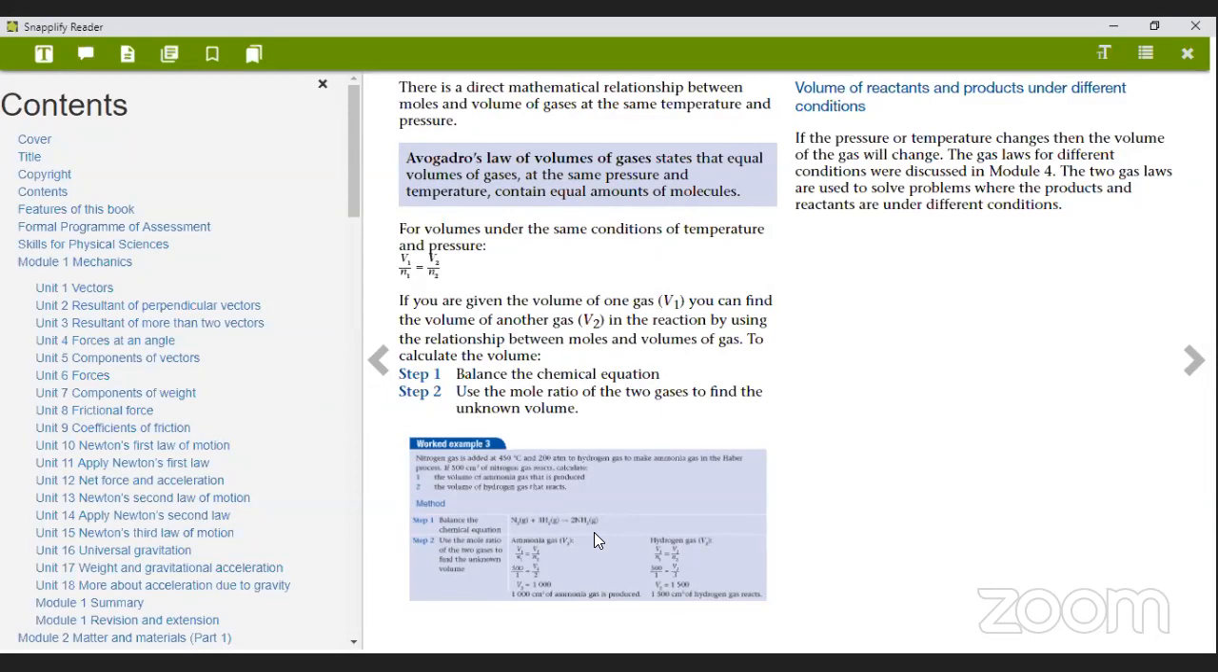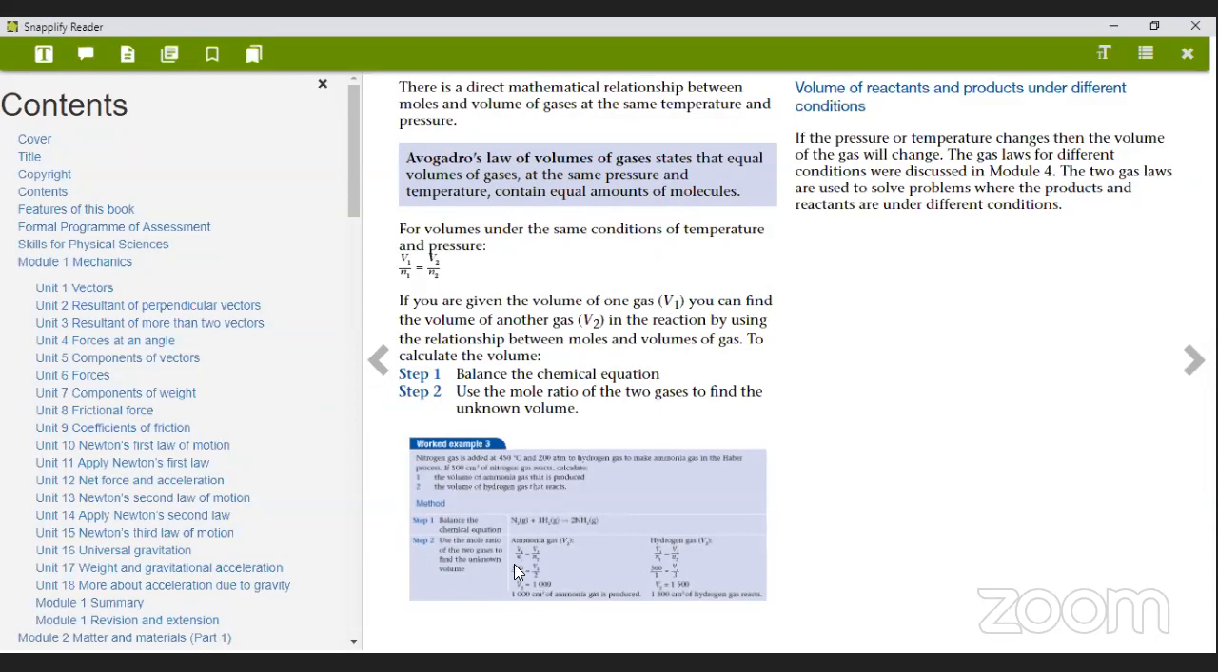V1 over N1 is equal to V2 over N2. What that simply means is, the volume one is for the nitrogen. They've already given us 500 for the nitrogen, and we divide that by 1, because if you check here, N1 is 1, which means the number of moles will be 1. That's why we see a 1 there. And then the volume for ammonia, because that's what they want in the question, is the one that we don't have. But for ammonia, we've got 2 moles. So our N2 is equal to 2. Hence, you see a 2 here.